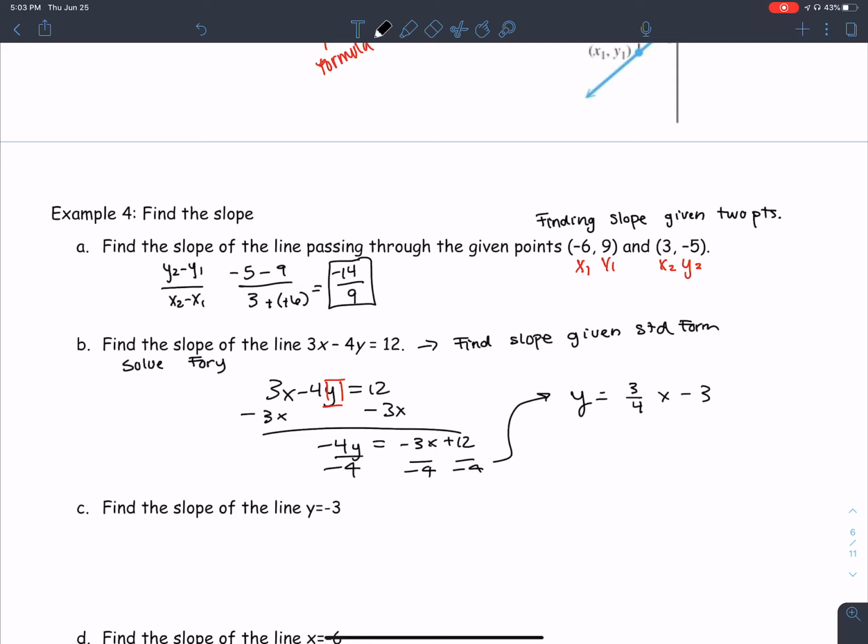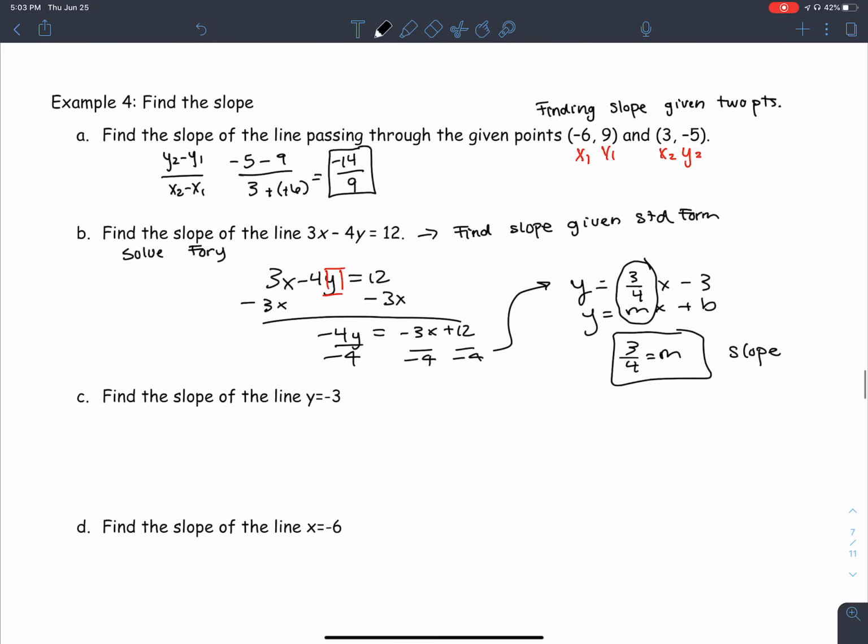All right. So this is in y equals mx plus b format. Now we haven't really talked about that yet, but m stands for the slope. So I find the m spot. So 3/4 is my slope. Okay. All right. There we go.